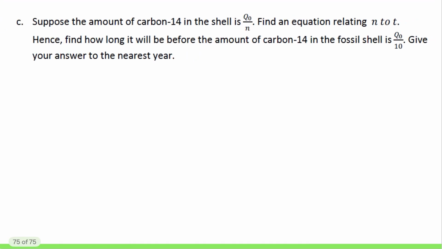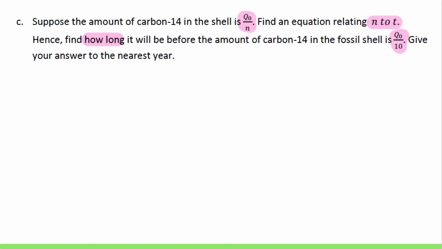Part C then says, suppose the amount of carbon-14 in the shell is Q0 on N. Find the equation relating N to t. Hence, find how long it will take before the amount of carbon-14 in the fossil shell is Q0 on 10. Give your answer to the nearest year. Okay, so a little bit of a different kind of question, I suppose, as to how it's worded. So let's try to break down what we've highlighted and then we can go from there.